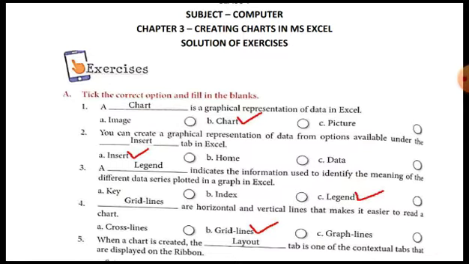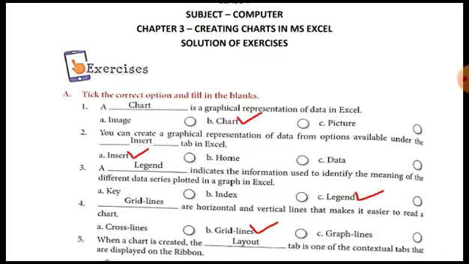Let us discuss it once. First: a dash is a graphical representation of data in Excel. All of us know that a chart is a graphical representation of data in Excel, so this is the right answer. Second: you can create a graphical representation of data from options available under the dash tab in Excel. What is the answer here?